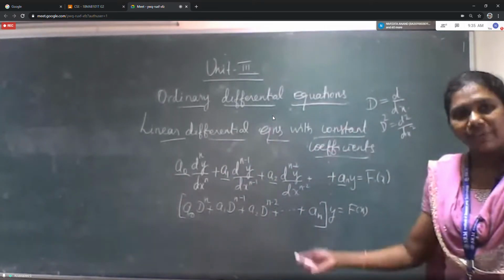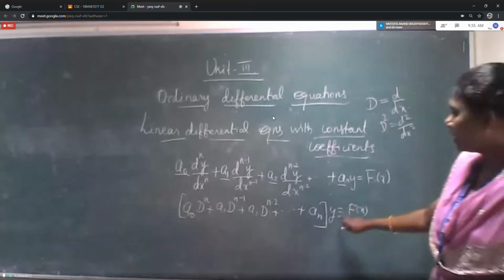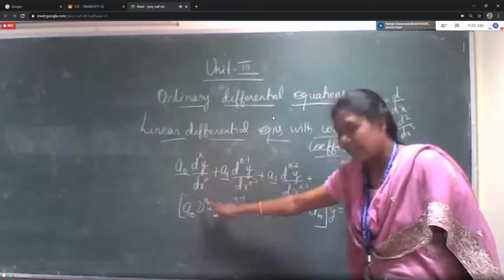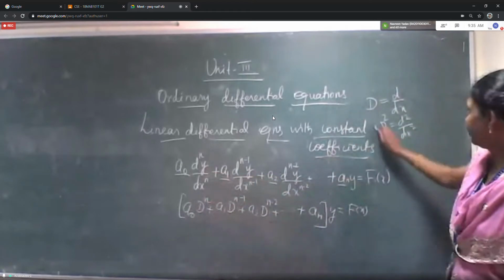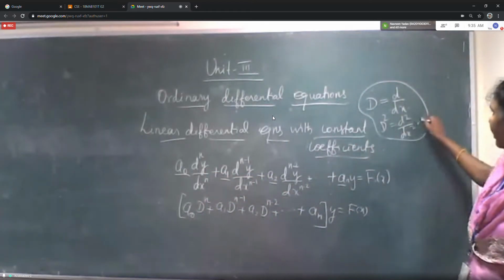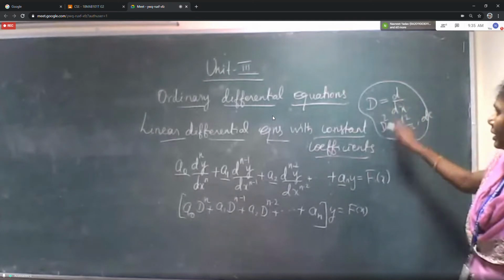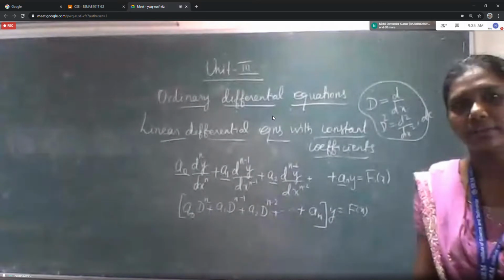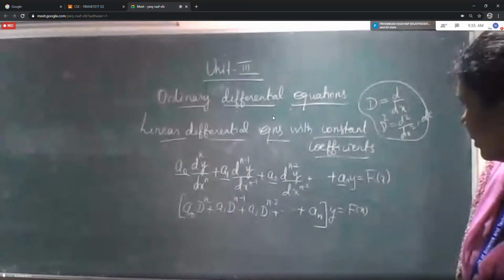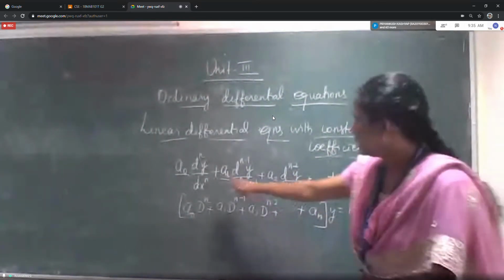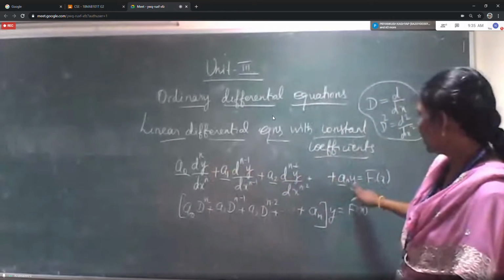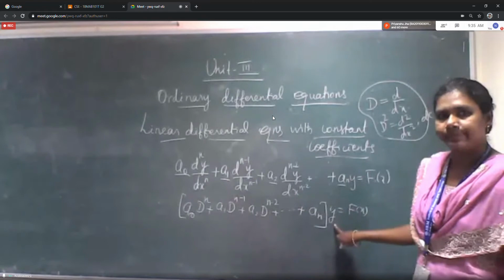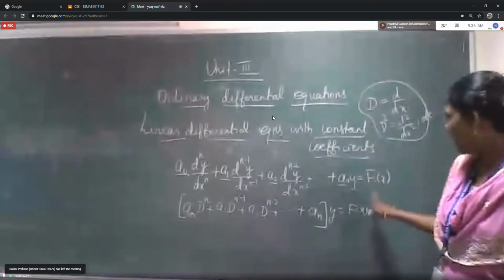Okay guys, for our convenience we are using the notation with the operator D here. D is nothing but d/dx, D square, D cube. Ma'am, that square bracket will come after y, no? Yes, y is common throughout, equal to f of x.